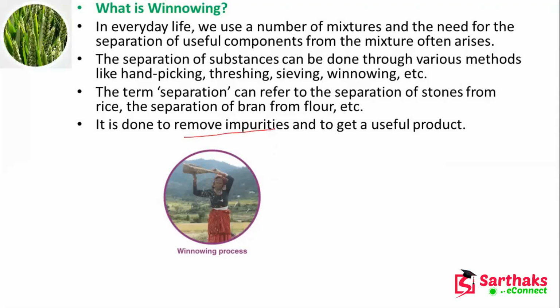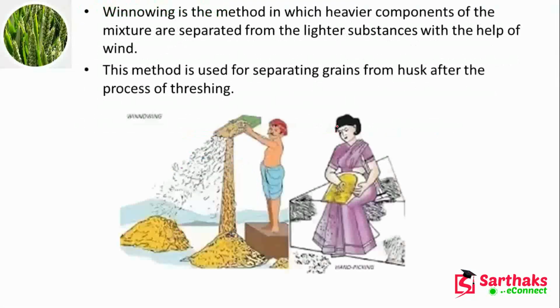So, this is the method to remove the impurities and to get the useful product. Now, winnowing is the method in which heavier components of the mixture are separated from the lighter substances with the help of wind. Here you can see this person is doing the winnowing process. This method is used for separating the grains from husk after the process of threshing.